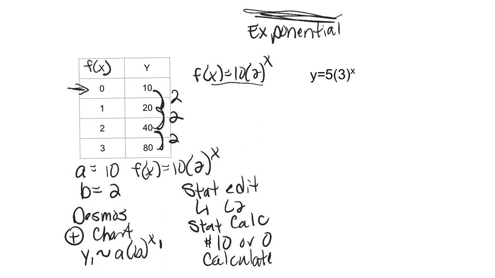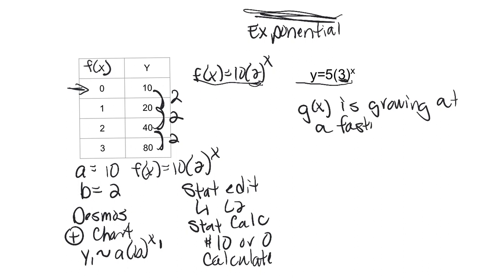So here are our two functions, f of x and g of x. So what can we compare? First of all, they're both growth. They're both growth because their b's are greater than 1. Okay, but what I can see is that g of x is growing at a faster rate than f of x. I know this because 3 is bigger than 2. So that is one comparison I can make.